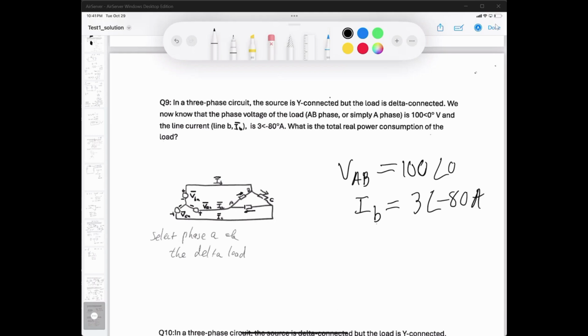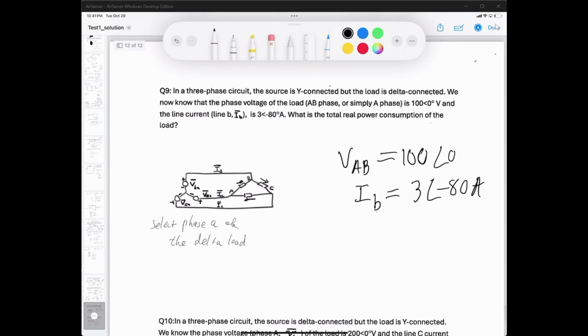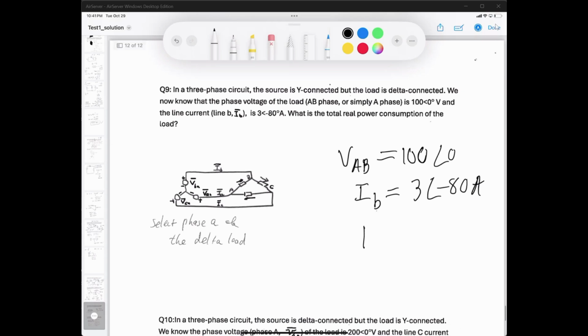Since we're looking at AB, we kind of want to look at that. All right, so since we're at B, let's go back to line. We want line A if we're looking at VAB. So we can rotate this by a total of 120 degrees to go back up to A. It's going to be 40 amps.